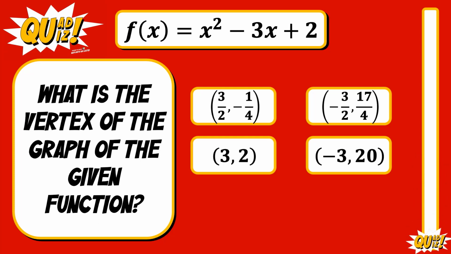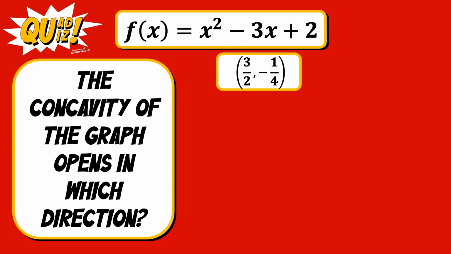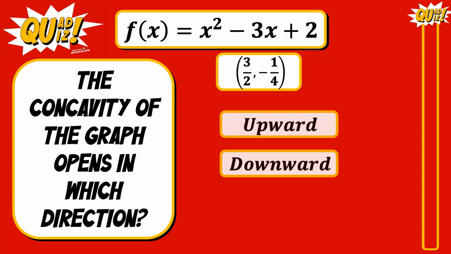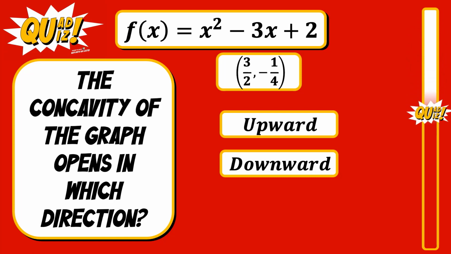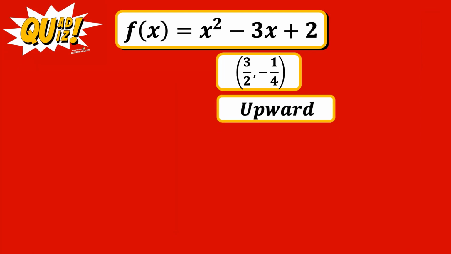The vertex of the graph is at 3/2 and -1/4. Next question. The concavity of the graph opens in which direction? The graph opens upward. And to the last question.